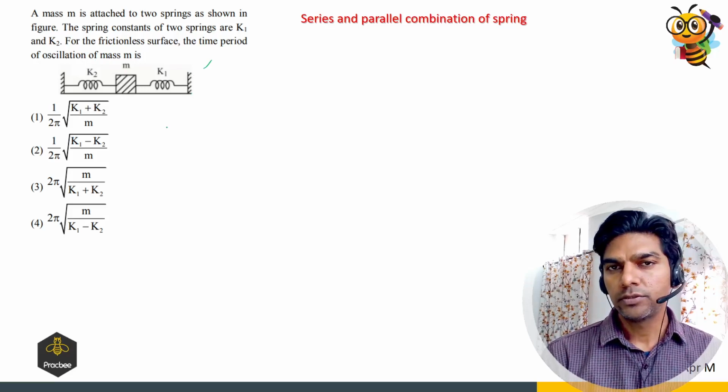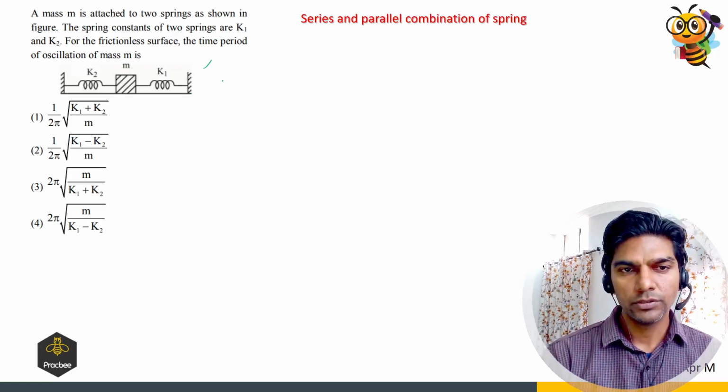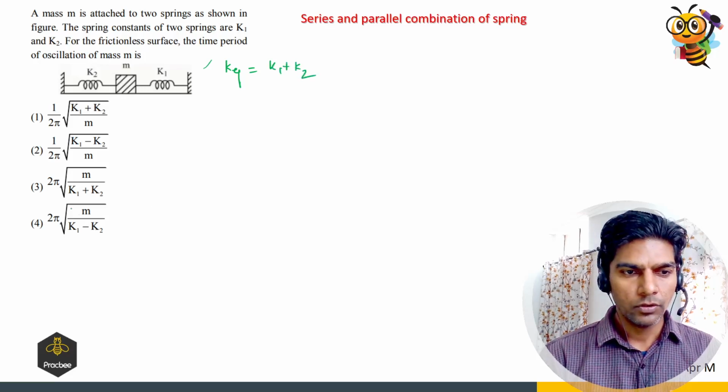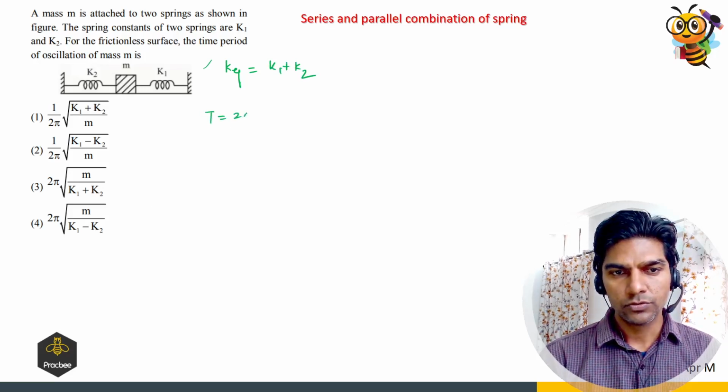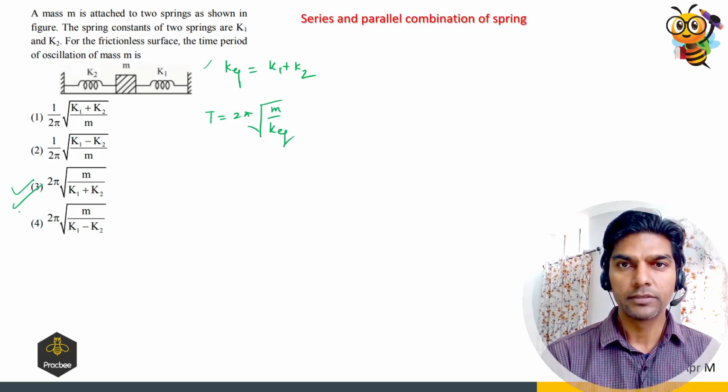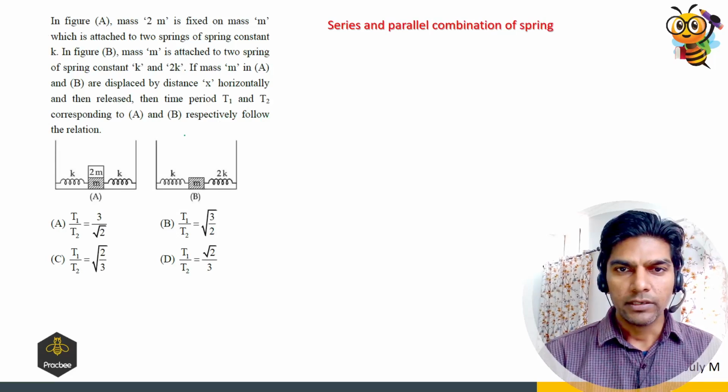Now this combination is nothing but the parallel combination. So here the equivalent spring constant will be k1 plus k2. And we know the time period is given as 2 pi root m by k equivalent. So option 3 is the right answer. Right, let us see this question.